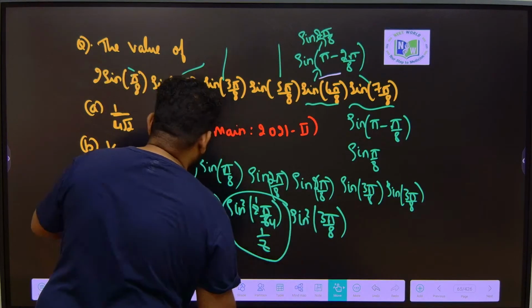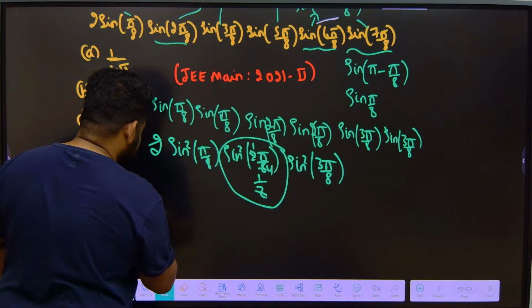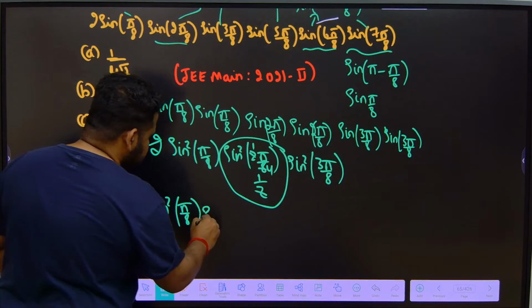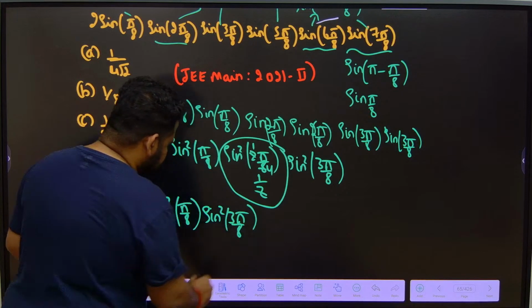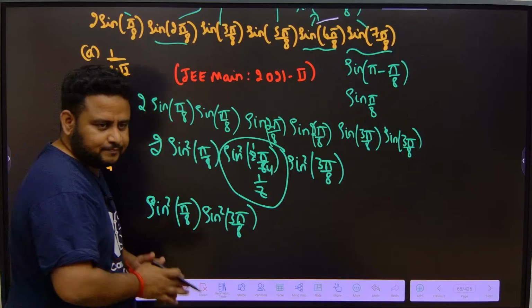Now I am left with just sin² π/8 into sin² 3π/8. So observe here, I am having square for both. Why don't I put a whole and put the square? Correct?